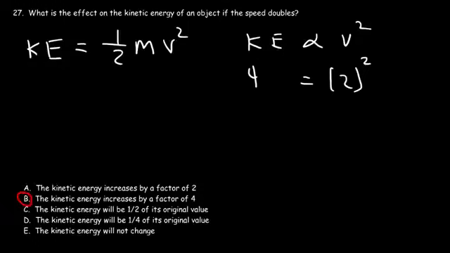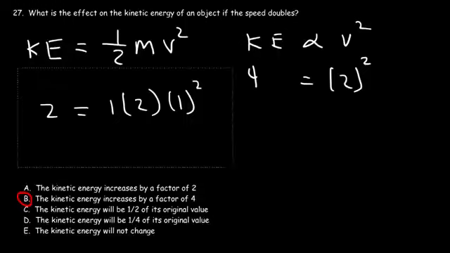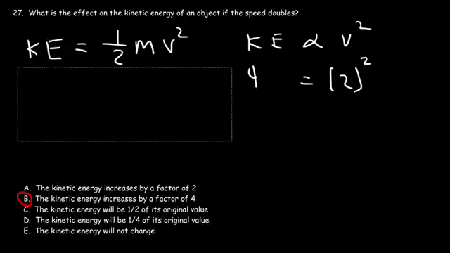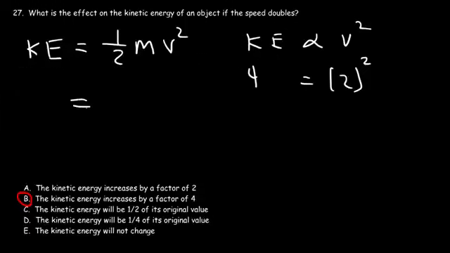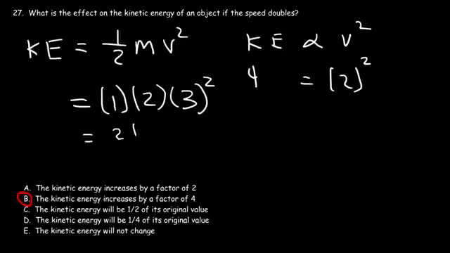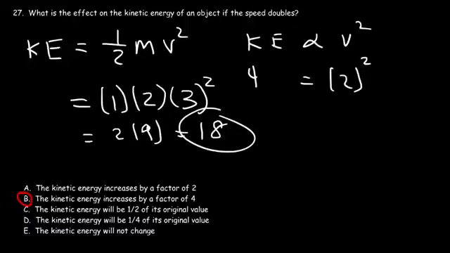Now let's say, for instance, you double the mass. What you could do is, everything that doesn't change, replace it with a 1, including the 1/2. So if you double the mass, the kinetic energy will double. Now what if you double the mass and triple the speed? Don't worry about the 1/2. Just replace m with 2 and v with 3. 3 squared is 9. 2 times 9 is 18. So if you double the mass and triple the speed, the kinetic energy will increase by a factor of 18.